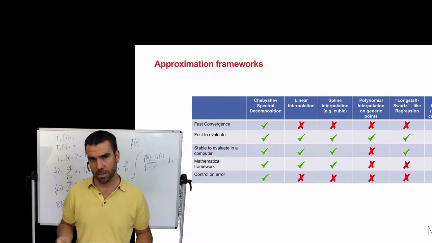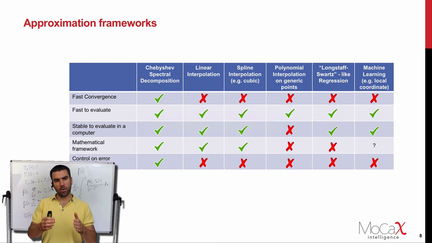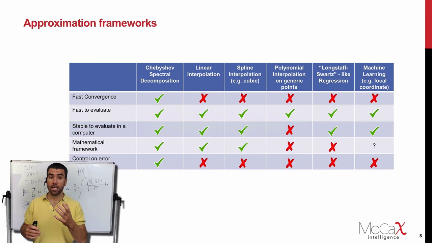So what do we have here? We have seen a number of approximation frameworks: Chebyshev spectral decomposition, linear interpolation, spline, in particular cubic spline, polynomial interpolation on generic points, on equidistant points, and then we have discussed as well regression and, very briefly, machine learning techniques. In this video, we have dealt with the first line of the table that you see on the screen, which is that from all these frameworks, Chebyshev is the only one that can guarantee fast convergence, I mean exponential convergence, which is in practice the best you can hope for in this type of mathematical environment.